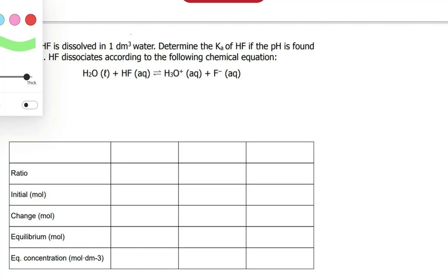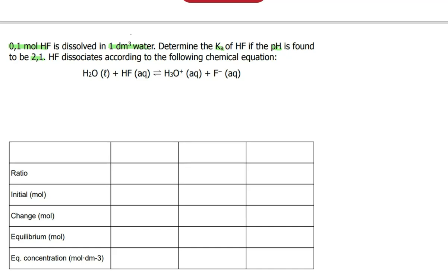In this specific problem, they're telling us that 0.1 moles of HF is dissolved in 1 cubic decimeter of water. And then they're asking for us to determine the Ka of HF if the pH is found to be 2.1. Then they're kind enough to tell us that HF dissociates according to the following chemical equation.